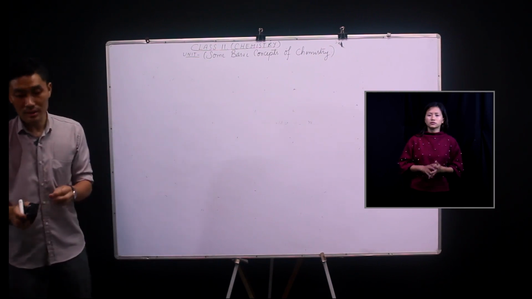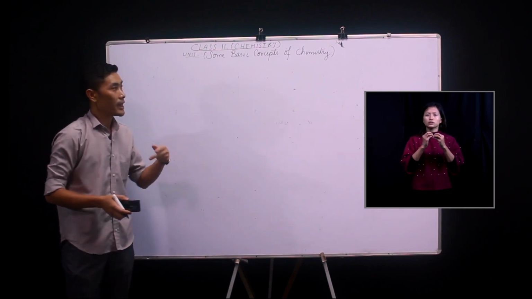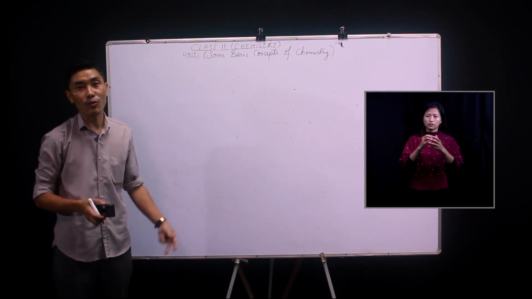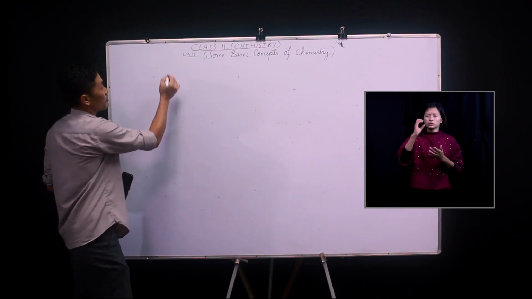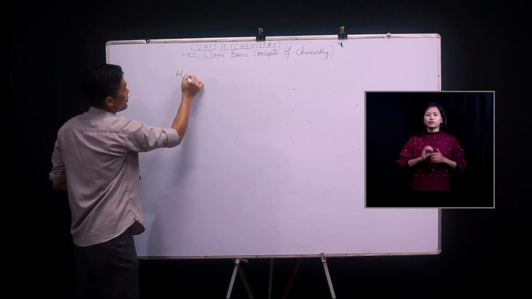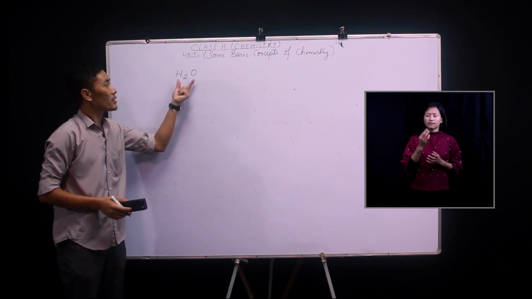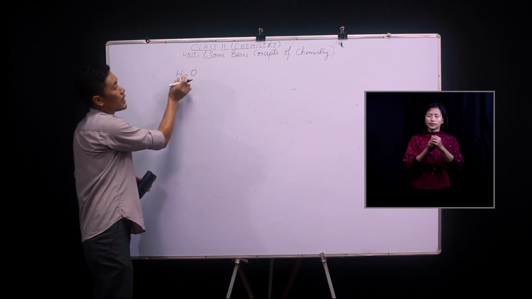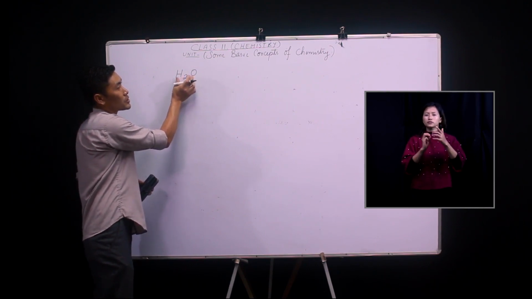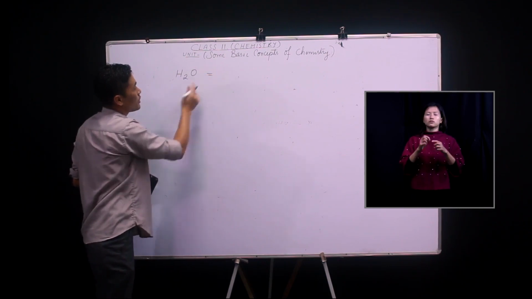Now, the molecular mass of a substance can be easily calculated by just adding up the atomic masses of all the elements present in a molecule of that compound. So if we have H2O, that is water, and we want to calculate the molecular mass of H2O, we just add up the atomic masses of these two elements, hydrogen and oxygen. Let us try to calculate this.